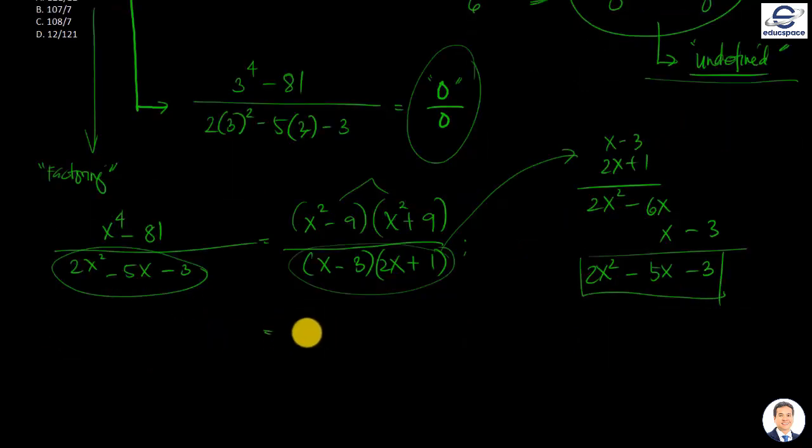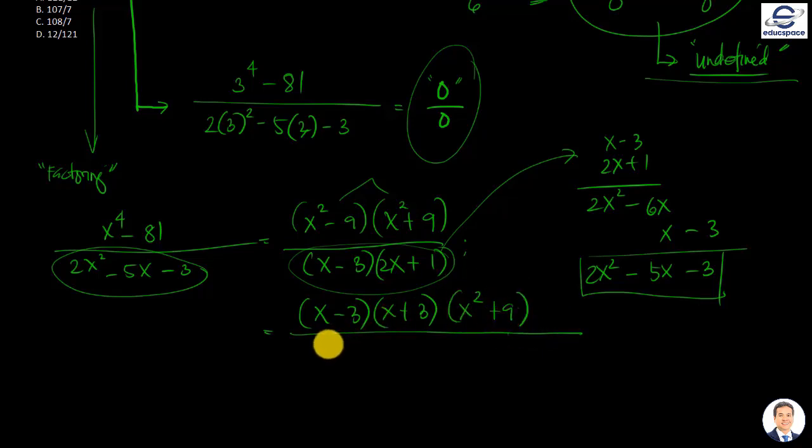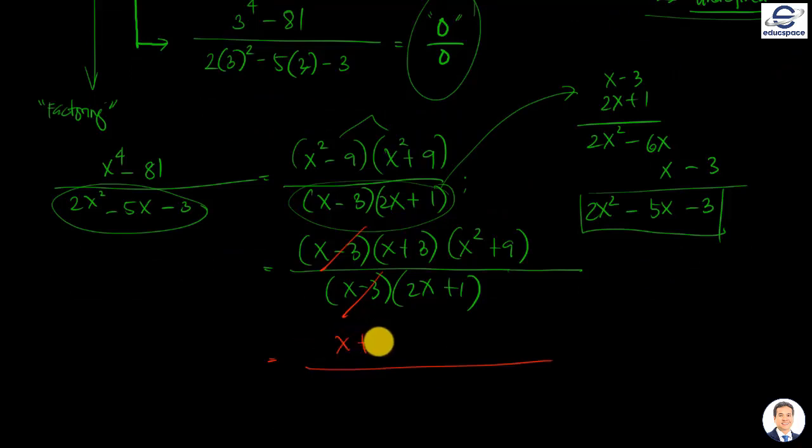And so, going back, we have this part. The expression can still be factored as x minus 3 and x plus 3, then x squared plus 9, of course, and then x minus 3 and 2x plus 1. Finally, we can cancel this one. Therefore we have x plus 3, x squared plus 9, and here 2x plus 1.